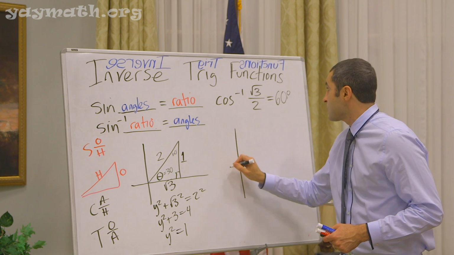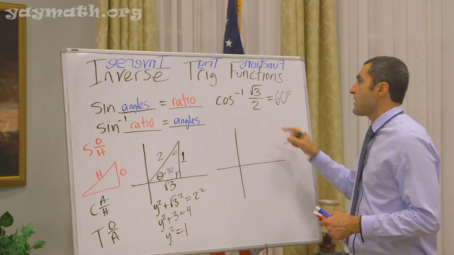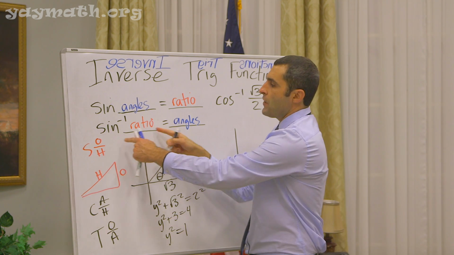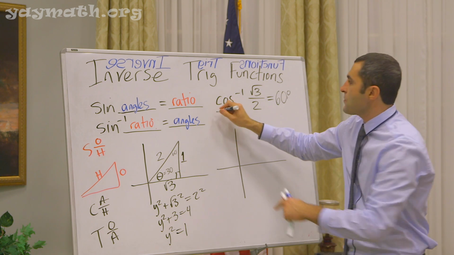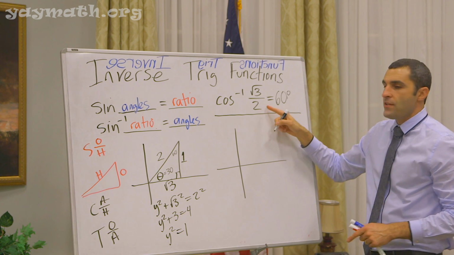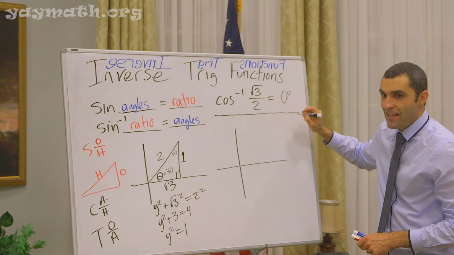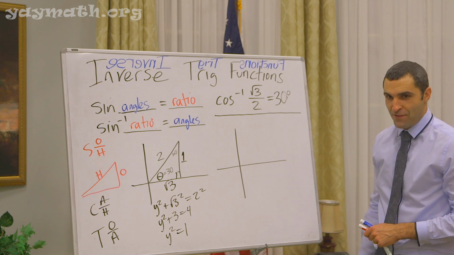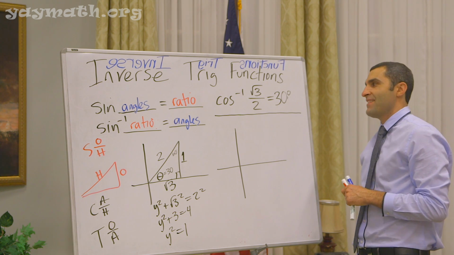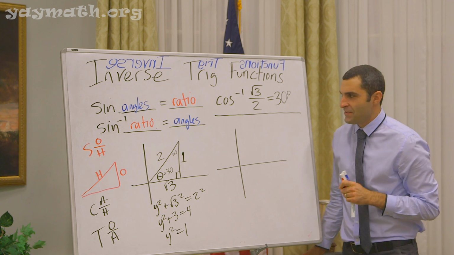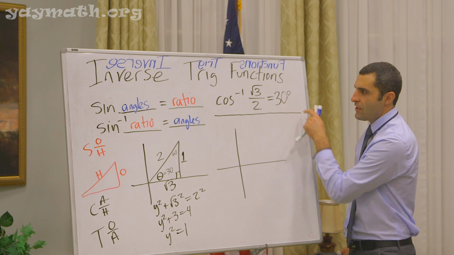Why would that equal 60? Because the cosine of 60 is root 3 over 2. Do you agree we're doing inverse trig of a ratio? Inverse trig of a ratio equals the angle. Oh, you're right. It should be 30. That's what you're getting at, right? Thank you so much for that. Anytime. I thought you were asking about the whole concept. You're asking about my mistake. Yes, it's 30 degrees. Good catch.